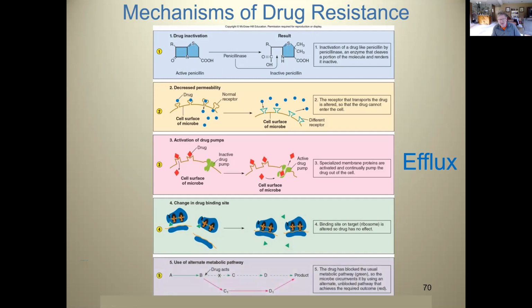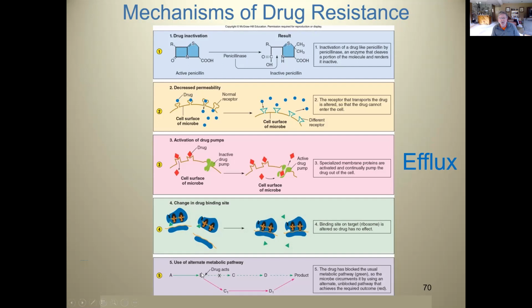And then finally, a fifth mechanism that your book talks a little bit about, and that is circumventing normal metabolic pathways. You recall one of those ways in which antibiotics affect bacteria is by screwing up the metabolism. Remember our sulfonamide and trimethoprim antibiotics. Go back and look at that section. It talks about PABA and interfering with or competing with PABA. That's what the sulfonamide drugs do, or sulfur drugs.